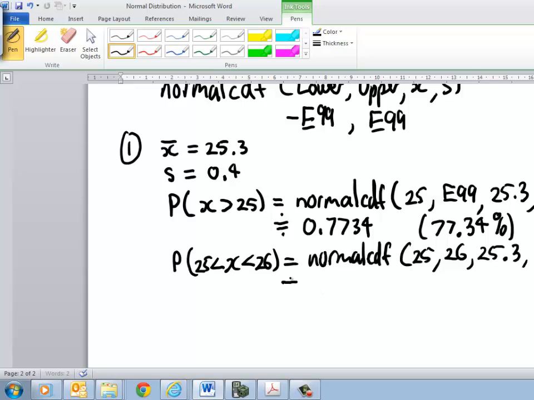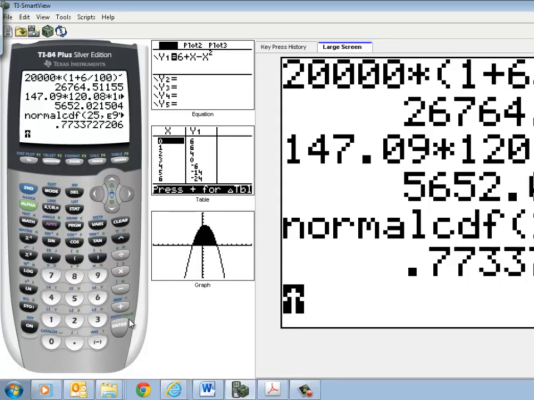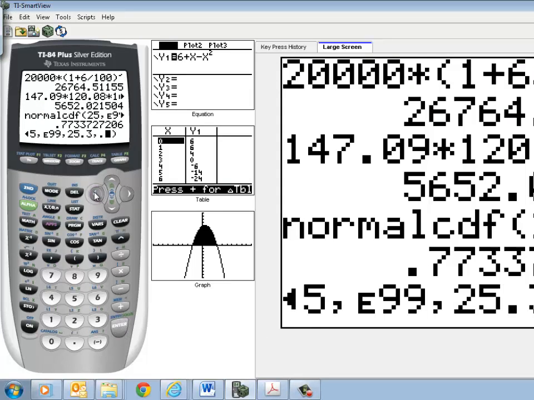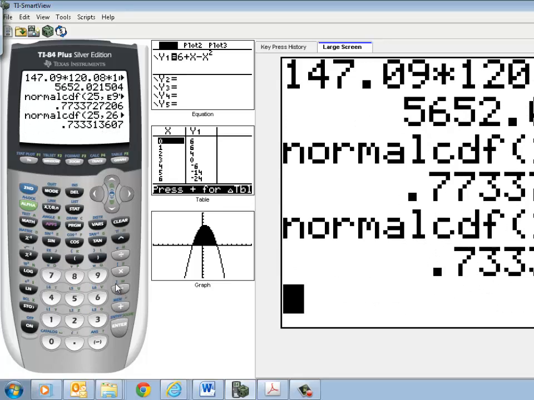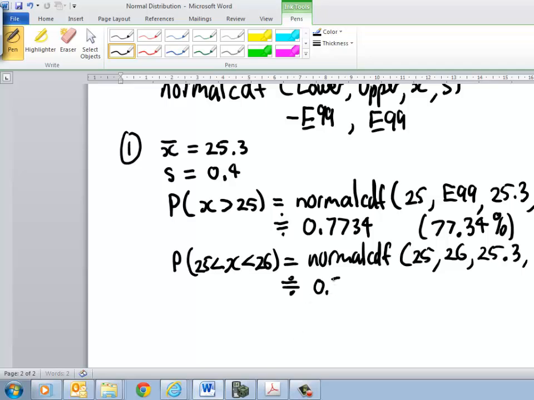so therefore when we go, we're going to get an approximate answer again, so go to our calculator. Now the quickest way to do this is probably to go second function enter, right, because you've already got those values in there, and all I have to do is change that one now to 26, and just delete that value there. Everything else is the same, and it gives me a value of 0.7333. So that means I've got a 73.33% chance that a nail lies between a length of 25 and 26 mils.